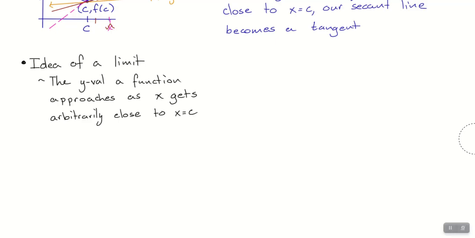Okay, so check this out. We are going to think about a limit, and we're just going to jump right into an example. So example. We're going to do a numerical limit.